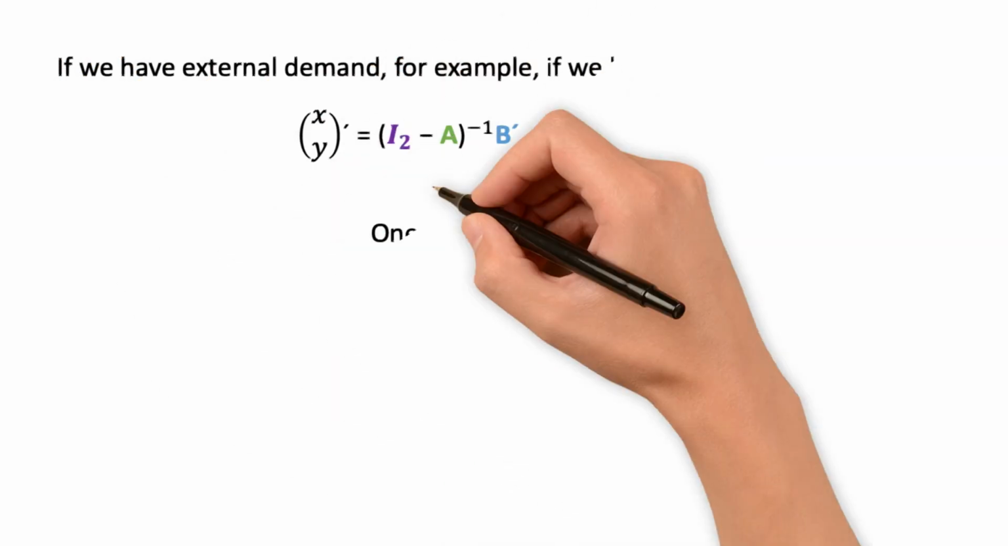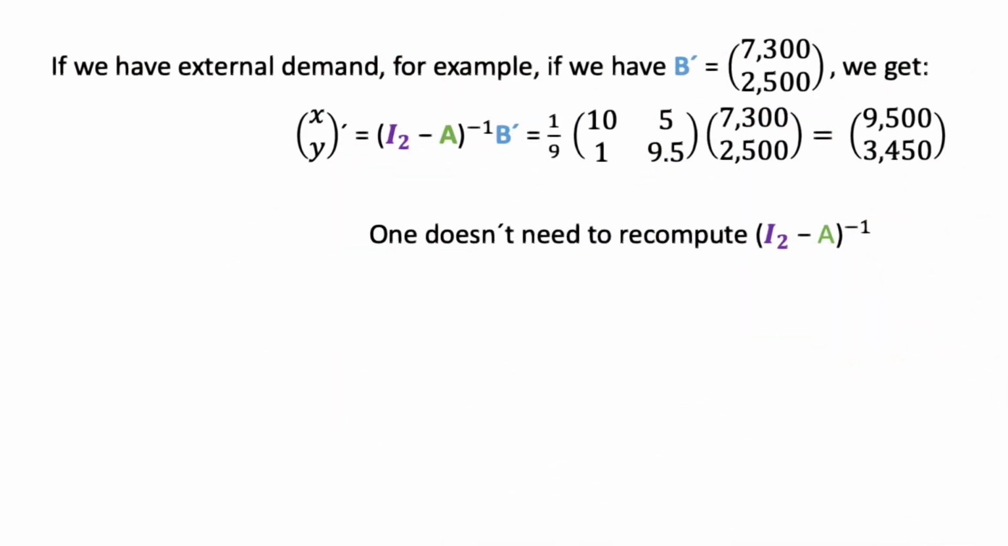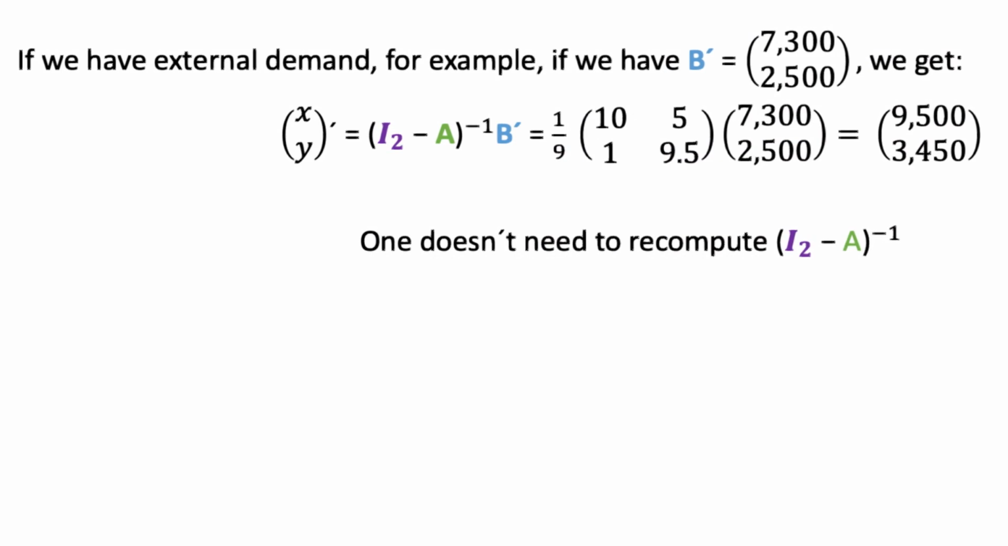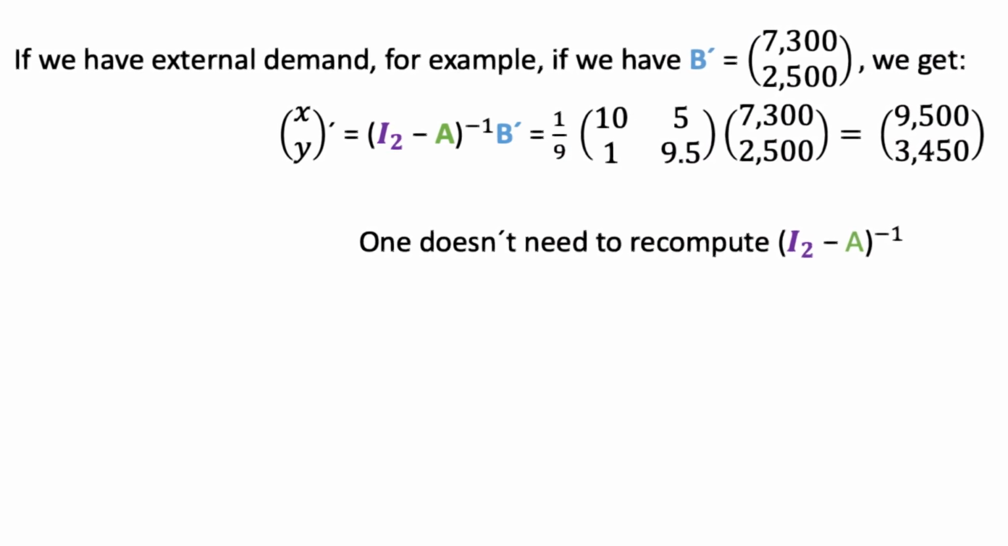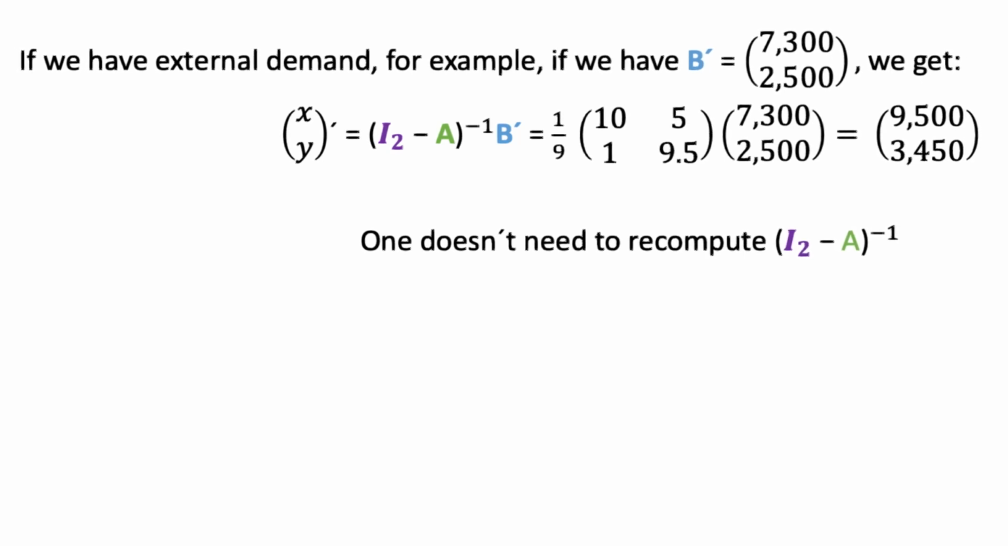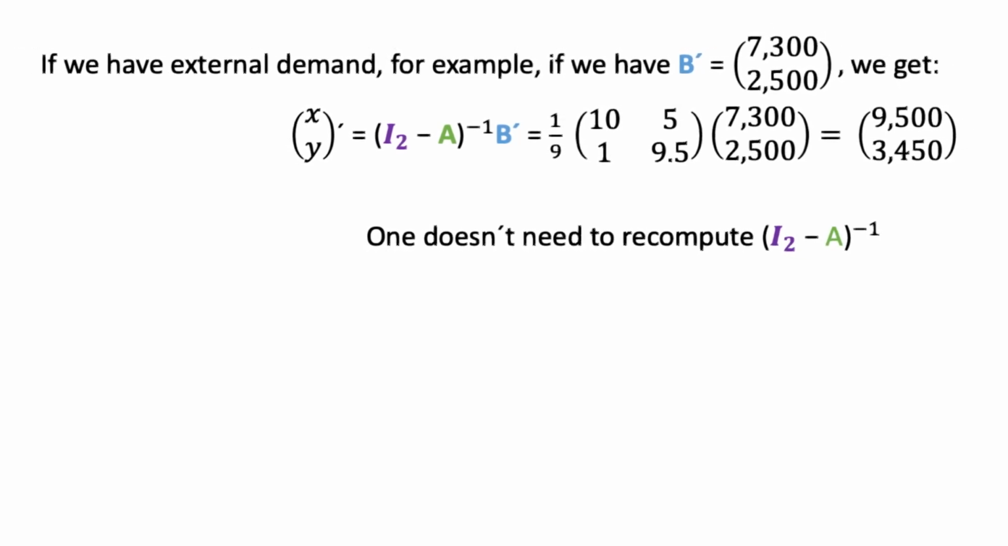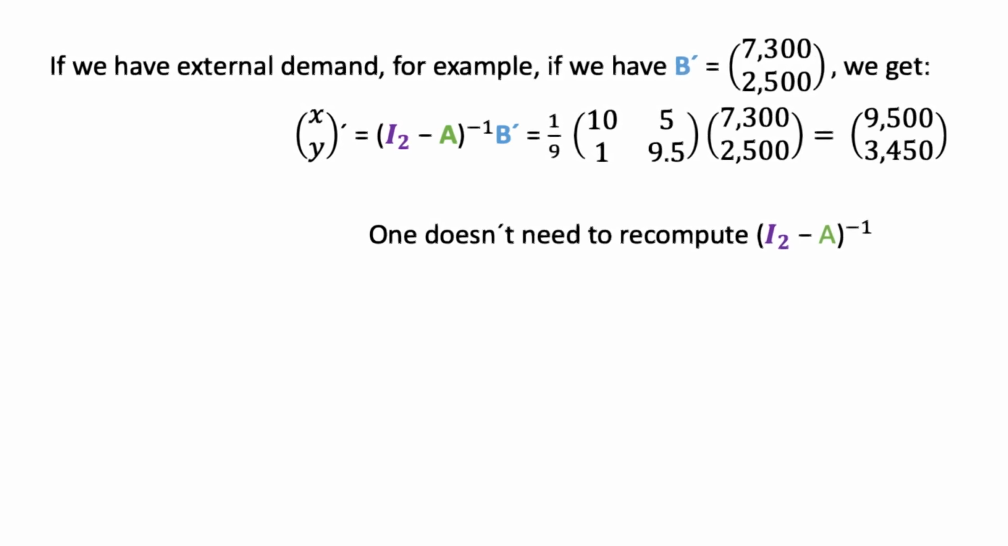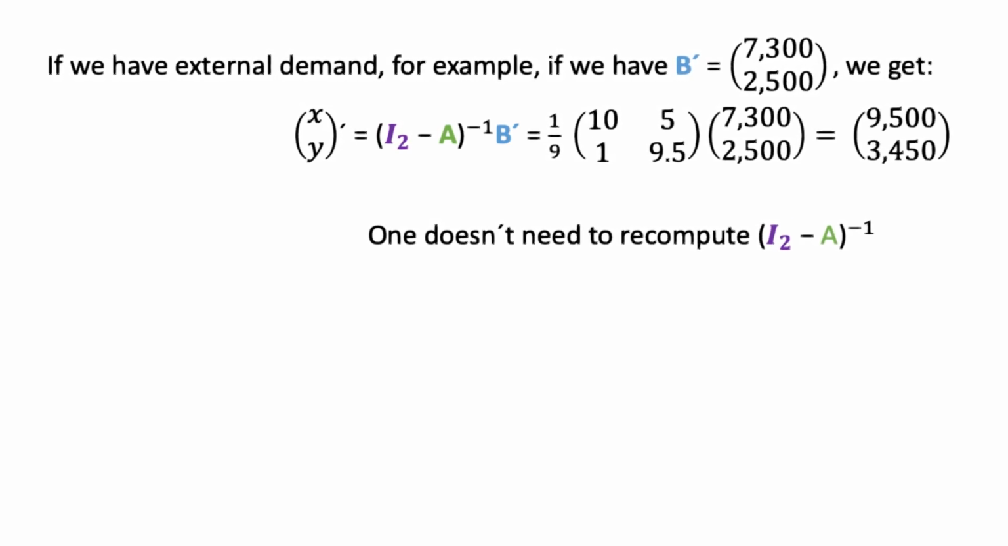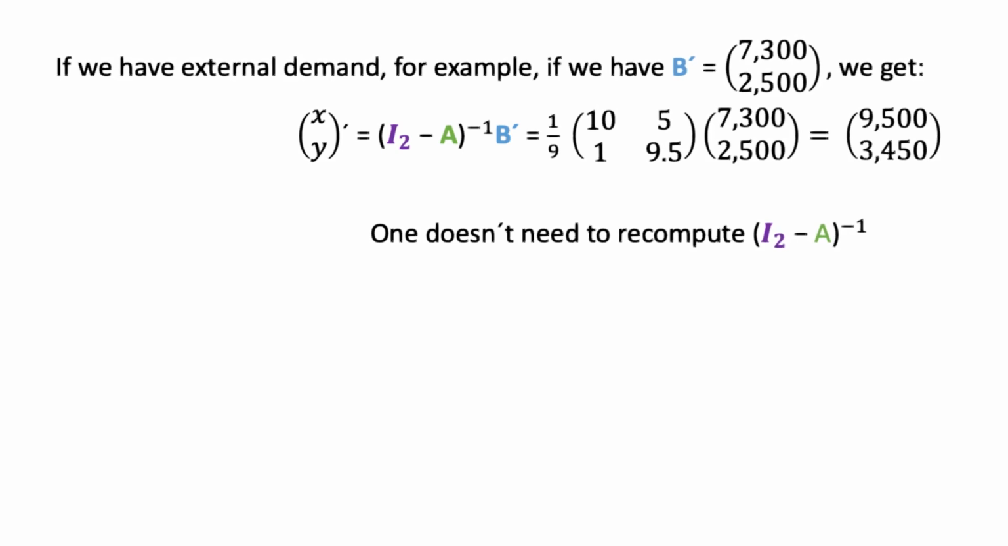So if we have a new external demand, for example, if we have B prime equal to something, we get that X prime equals the inverse of the identity matrix minus A matrix multiplied by B prime. And then we just have to solve all the matrix operations.